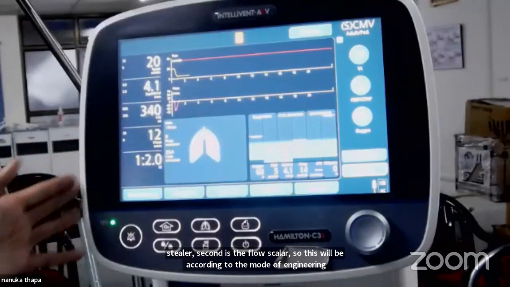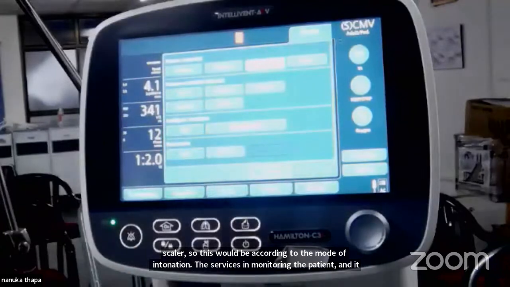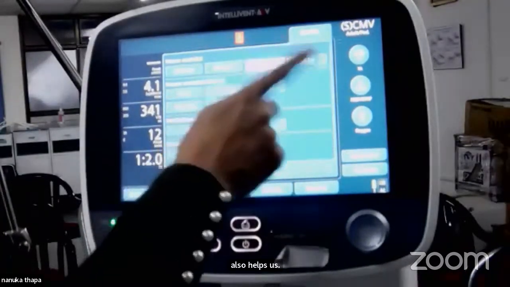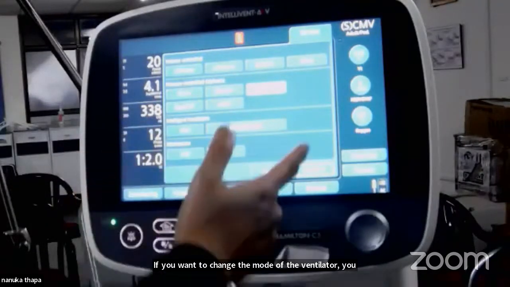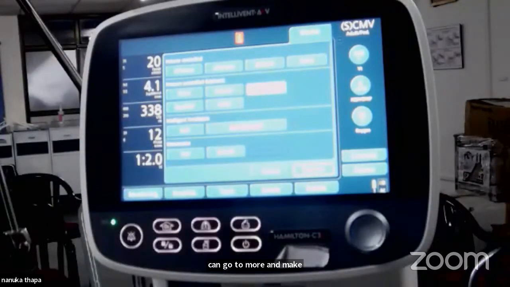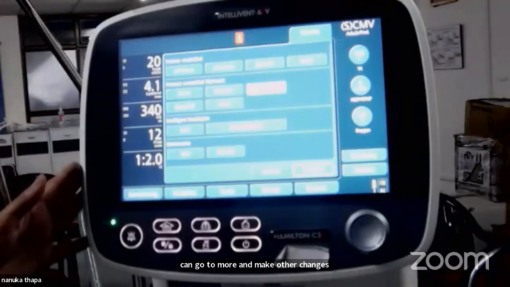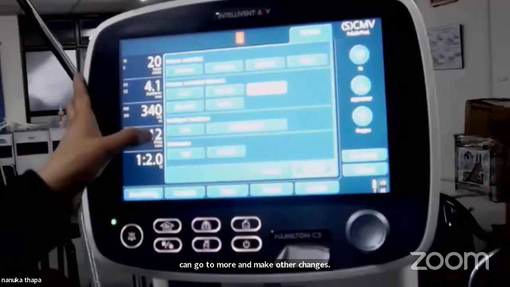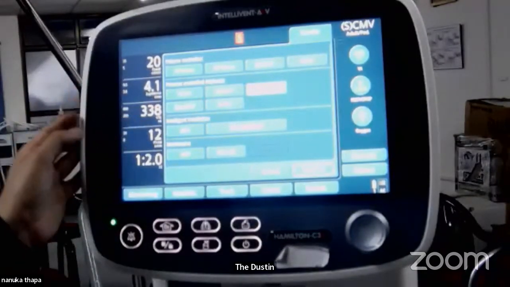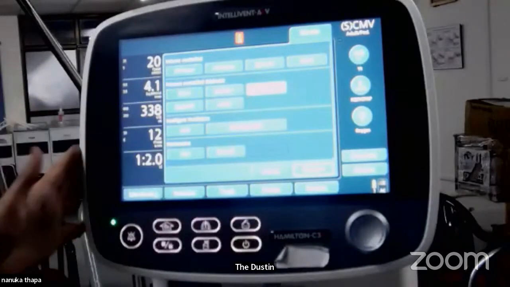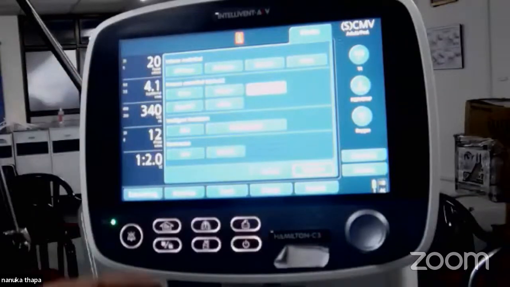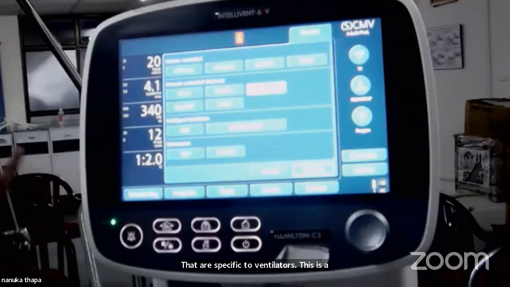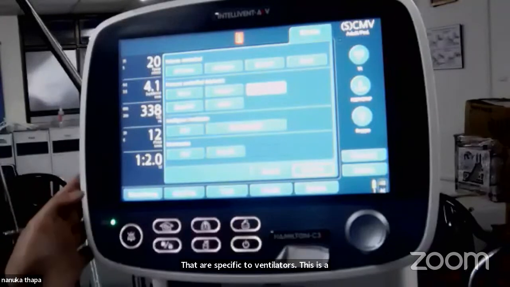If you want to change the mode of the ventilator, you can go to mode and make other changes: CMV mode, SIMV mode, spontaneous mode. Then there are other intelligent modes that are specific to ventilators. This is a Hamilton ventilator, so it has an assist support patented mode and an intelligent mode, which are specific to these ventilators. But basic modes, just CMV, SIMV, and PSV, are enough to manage nearly all patients.